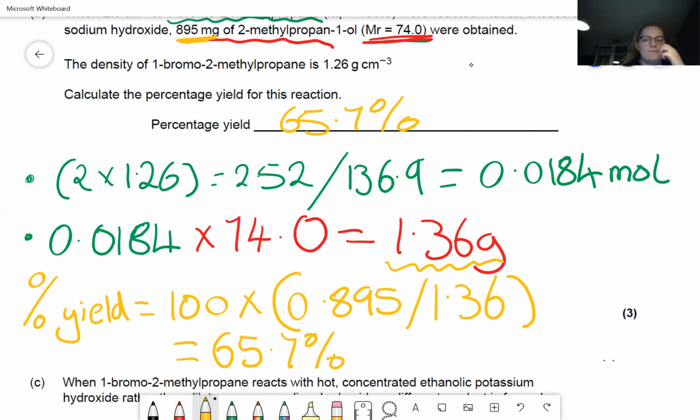So I'll run through that quickly again. So first of all, we work out how many moles of 1-bromo 2-methyl propane, our halogenoalkane, we've got. We use the moles of that multiplied by our Mr of our product to get our expected, our theoretical yield of the product. And then obviously we use our actual yield divided by our theoretical yield, times that by 100, and that will give us our percentage yield, which was 65.7%.